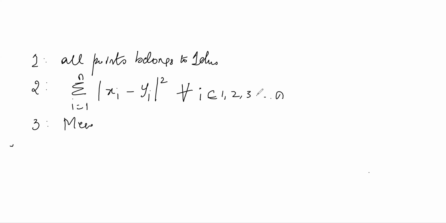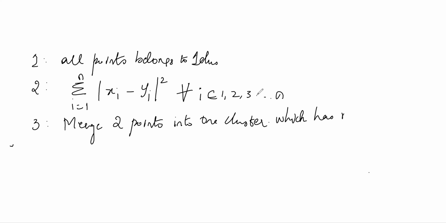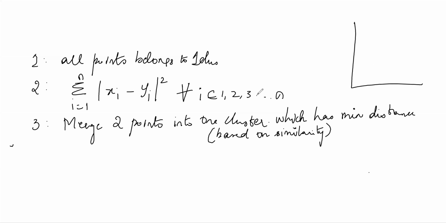I'm going to merge 2 points into one cluster which has the minimum distance, that is based on its similarity, because we are all working on similarity itself. Only the similar data points are grouped. So it initially starts with all random points. It initially considers all the points that I have as belonging to one single cluster.